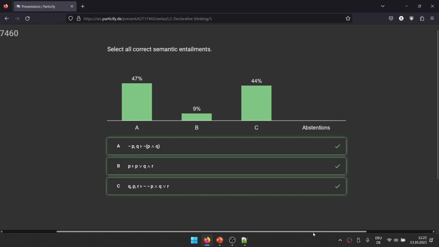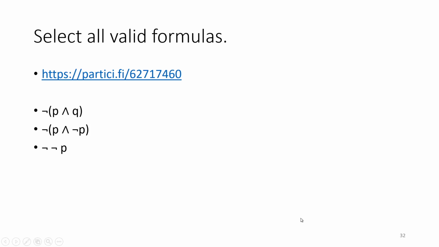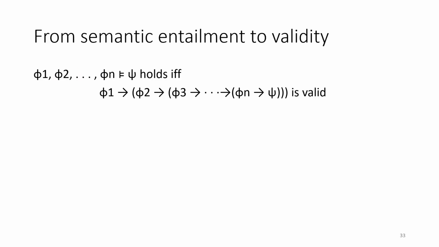The first one was not valid, right? Right, because we found a way to make it false. Then the last two, only the middle one was valid. And the last one was again not valid because we found a way to make it false. Okay. So then there's a relation between semantic entailment and validity.